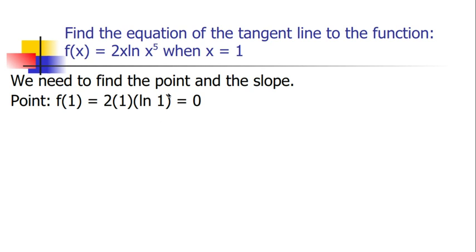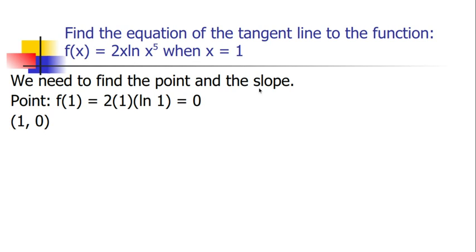So when we evaluated logs at the beginning of the year, okay, remember, logs equal exponents. So this is log base e. So what's the exponent of e to get 1? That would have to be 0, right? E to the 0 equals 1. So ln of 1 is 0, and 0 times anything will be 0. So there is our point of tangency, 1, 0.